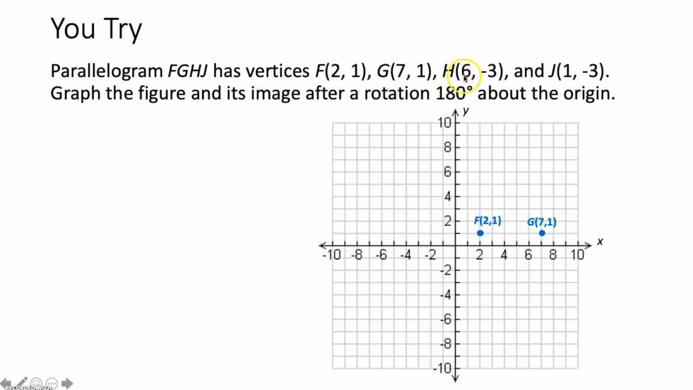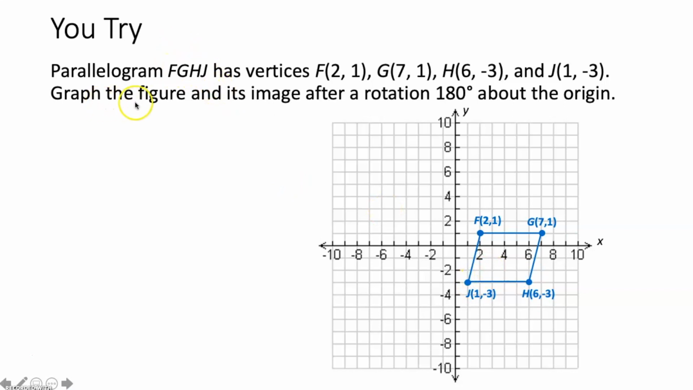Point H is at 6, -3. We go over 6 on the x-axis, down -3 on the y-axis, put point H. And point J is at 1, -3. We go over 1 on the x-axis, down -3 on the y-axis. There's point J. So here is our parallelogram, F, G, H, J.